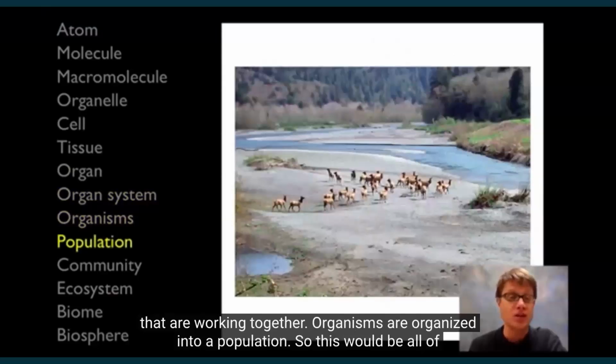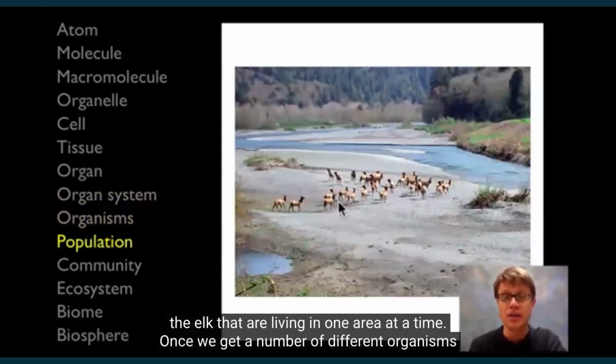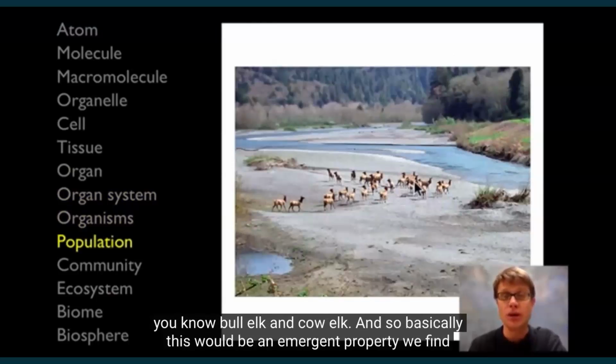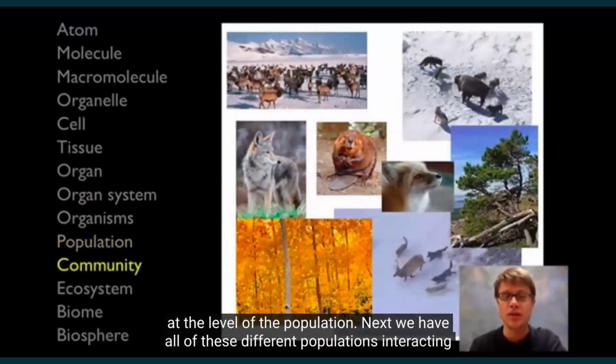Organisms are organized into a population. So this would be all of the elk that are living in one area at a time. Once we get a number of different organisms living in one area at one time, now we have all these intraspecies interactions between bull elk and cow elk. And so basically, this would be an emergent property we find at the level of a population.